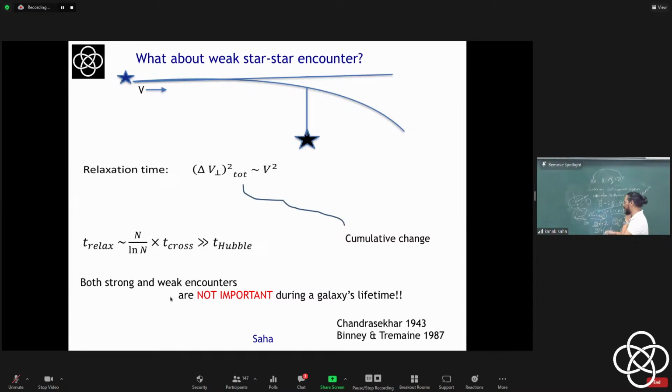And in the next class, I'll try to give you some idea about the orbits of the stars in the galaxy, and related to some evolutionary understanding of what is possible with the dynamics.